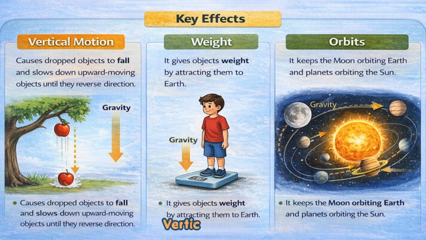Key effects. Vertical motion: it causes dropped objects to fall and slows down upward moving objects until they reverse direction. Weight: it gives objects weight by attracting them to Earth. Orbits: it keeps the moon orbiting Earth and planets orbiting the sun.